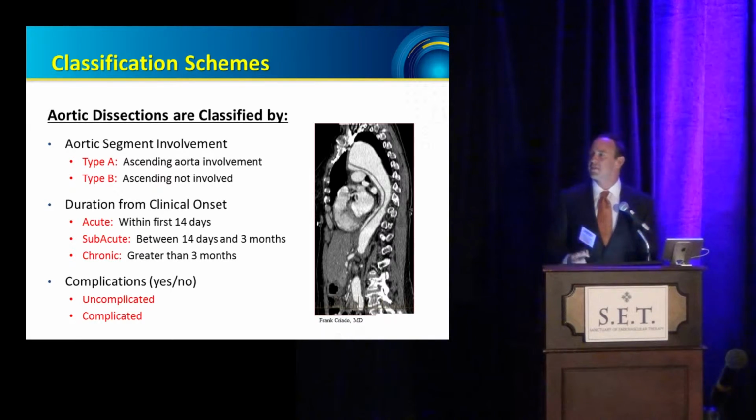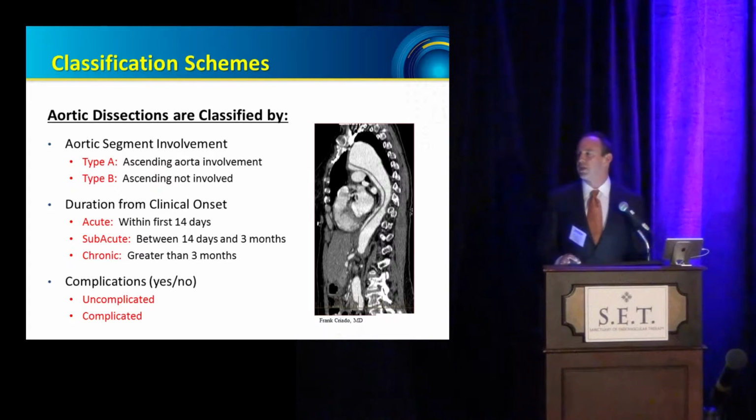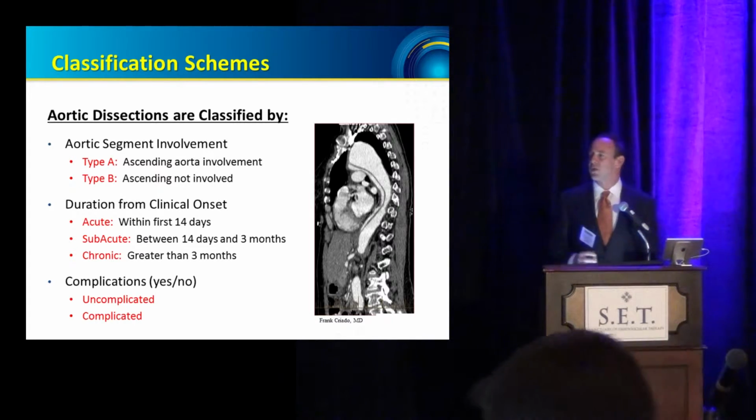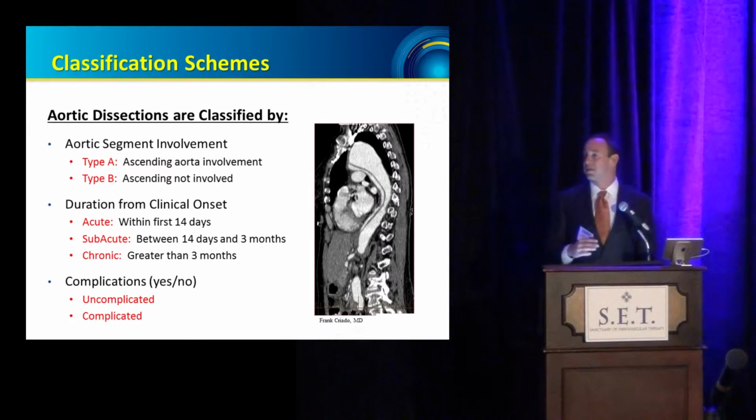So aortic segment, type A, ascending; type B, distal to the left subclavian; and then really the duration of the clinical onset. So acute, typically within the first 14 days, subacute, 14 days roughly to 3 months, and then chronic, greater than 3 months. And then whether it's a complicated dissection or an uncomplicated dissection determines what the management should be, as well as the timing for therapy, if any therapy needs to be done outside of optimum medical therapy.